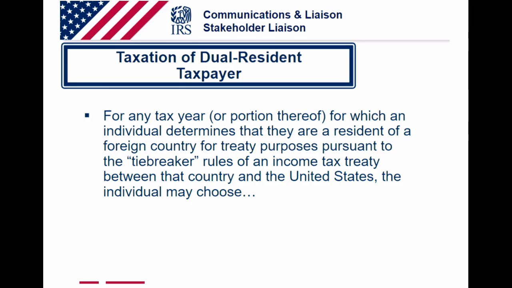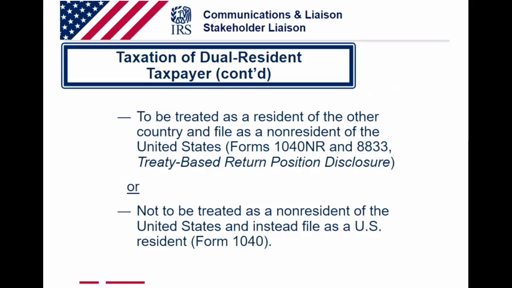So for any tax year or portion thereof for which an individual determines that they're a resident of a foreign country for treaty purposes under the tiebreaker rules that we just talked about in the treaty between that country and the United States, then they may choose to either be treated as a resident of the other country and file as a non-resident on Form 1040-NR, attaching Form 8833, Treaty-Based Return Position Disclosure, or this person, who's typically going to be a green card holder, can choose to not be treated as a non-resident and instead file as a U.S. resident on the Form 1040.